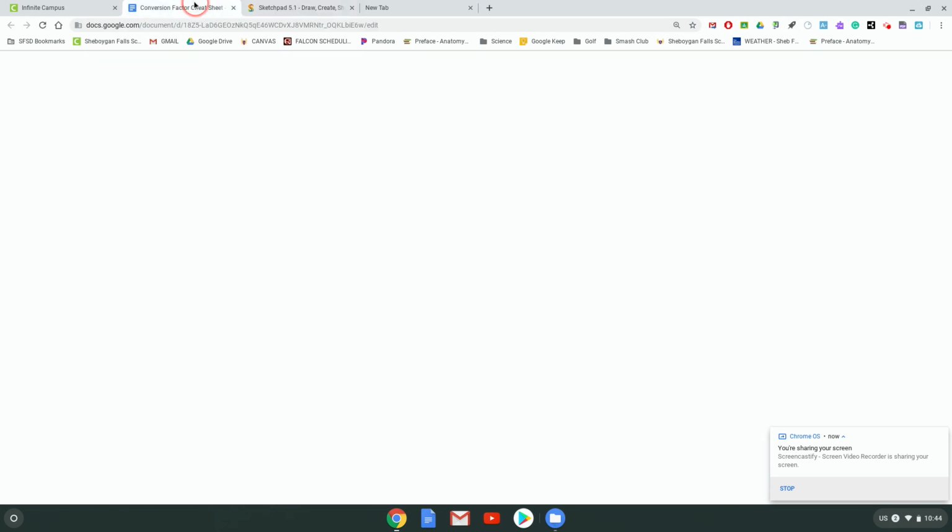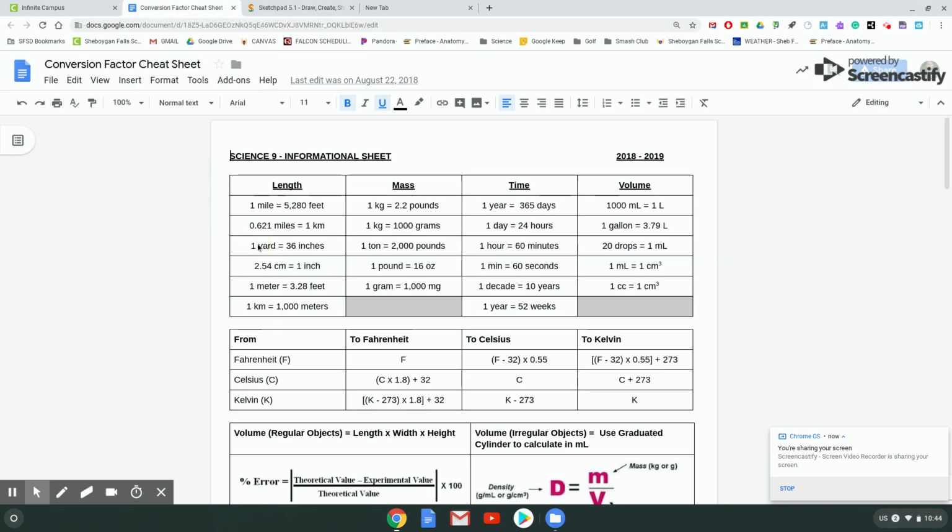So one thing that you're going to need is a conversion factor sheet. Now, we made this nice one for Science 9. You can see we're just basically going to be using this part right here. We've got paper copies available, digital copies available to you. But we are going to utilize, specifically in this problem, the length conversion. Now, each of these are equal. These are conversion factors. So 1 mile equals 5,280 feet. 0.621 miles equals 1 kilometer. These are equal units.